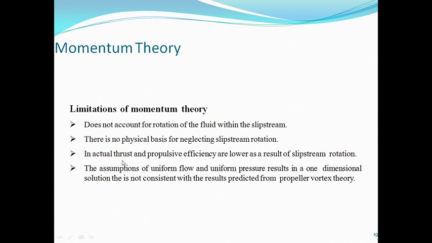In actual, thrust and propeller efficiencies are lower as a result of the slipstream. So what we try to understand here is, whatever the efficiencies and the thrust you calculate from momentum theory are always higher than the actual ones because of these limitations. The other thing is uniform flow. That also makes a difference. So these are the limitations.